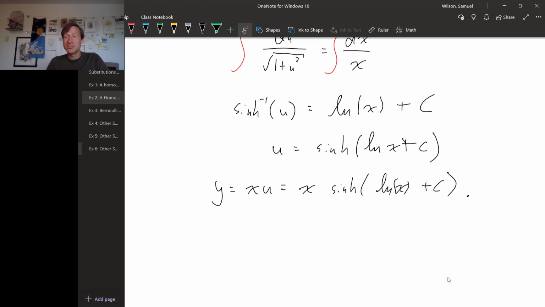Okay, so we were able to solve this differential equation even though it was extremely nonlinear and also pretty ugly in general.